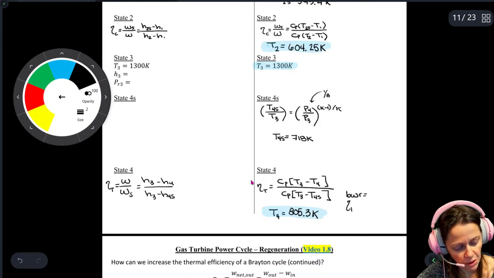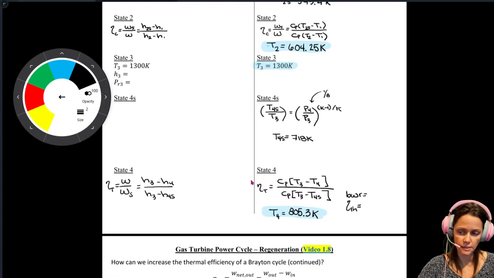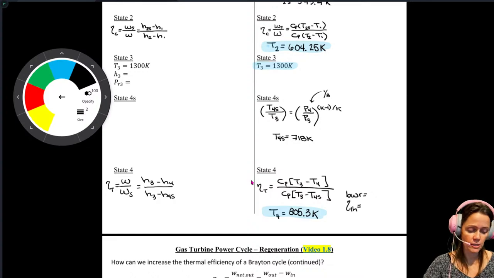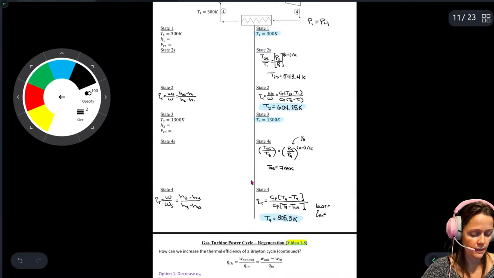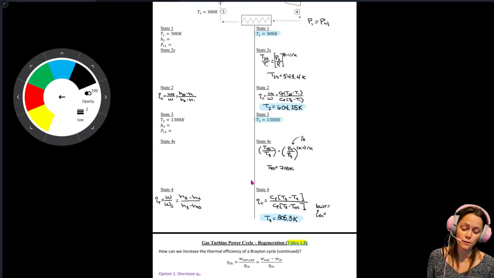There's nothing, no unit conversions or anything like that. You should get somewhere around 26, 27% for the thermal efficiency, and then the back work ratio around 60% when you plug those temperatures in. But it's the highlighted ones that you're plugging in. And once again, the air standard assumptions, that's solved online.